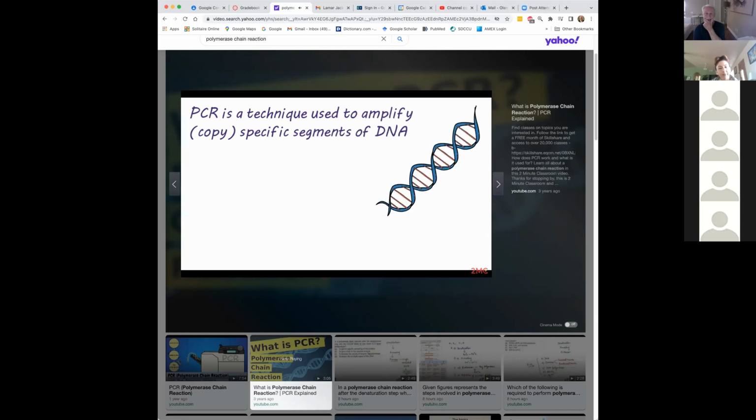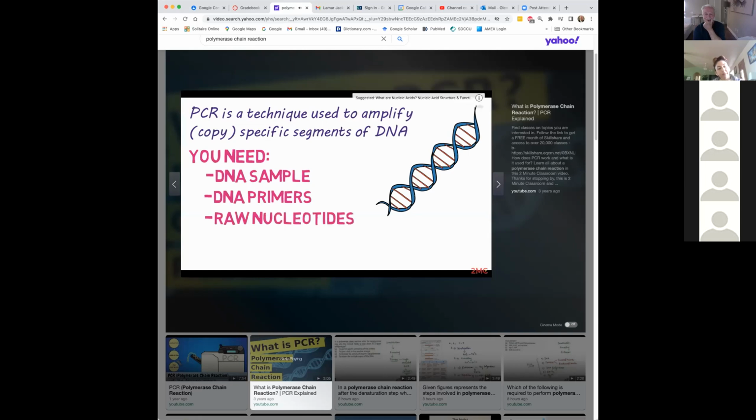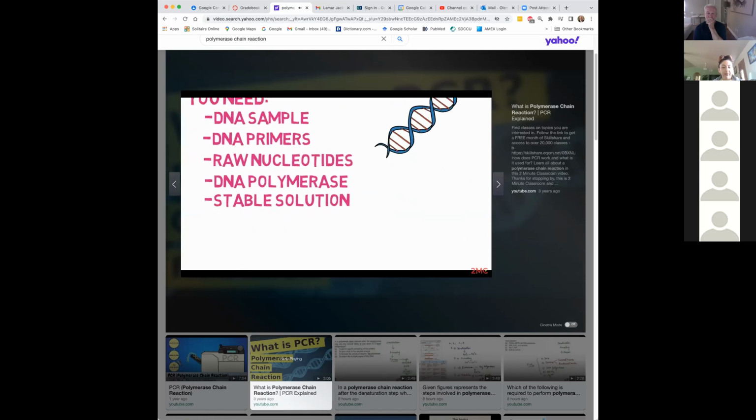For PCR to be successful, you need the DNA sample you want copied, DNA primers to identify the specific sequence of DNA you want to amplify, lots of raw nucleotides to form the DNA copies, and a heat-resistant DNA polymerase to make the new copies. This all goes into a special stable solution. Once all the ingredients are in, you run the solution through many temperature cycles until you reach the amount of DNA copies needed. There are 3 steps to this cycle.